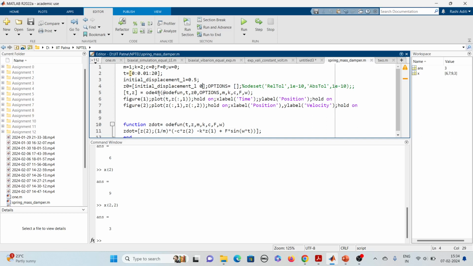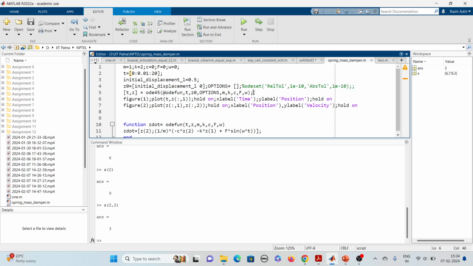Then I have t comma z equals ODE45, and it is calling ODE fun, the function that I have defined at the end of the code. After it calls the function, I give the time for which ODE45 is to be applied. Then I call Z0, which is the initial condition. Then I call options, where here I have kept it as nothing. You can specify the relative tolerance, absolute tolerance, and all these things here in order to get accurate values. Then I have called the parameters m, k, c, capital F, omega.